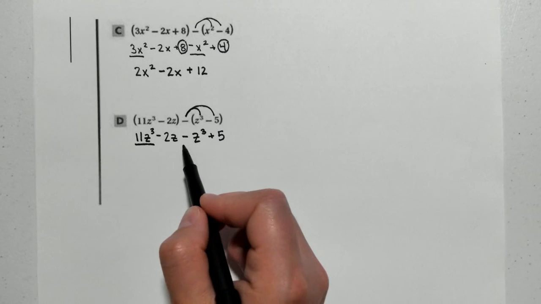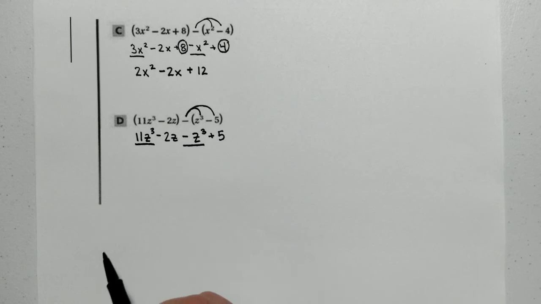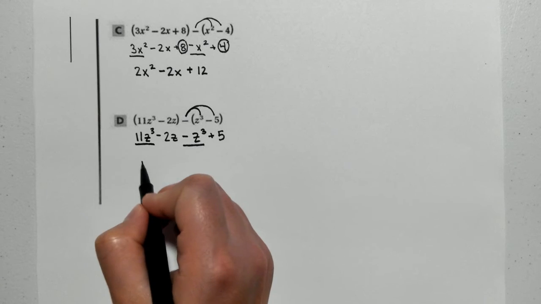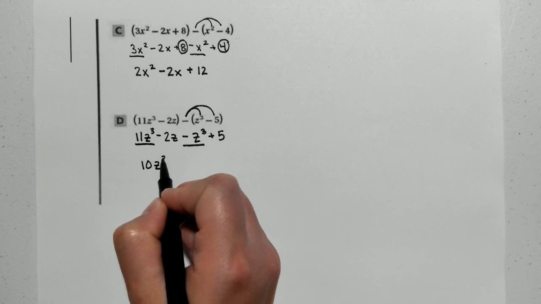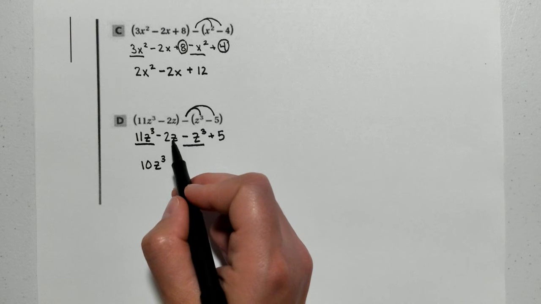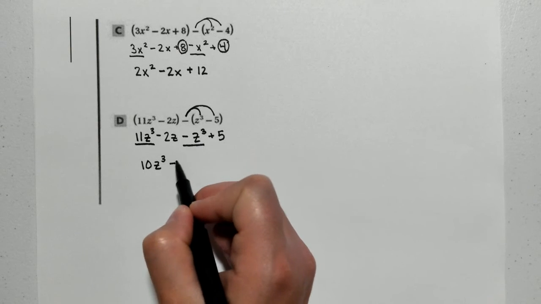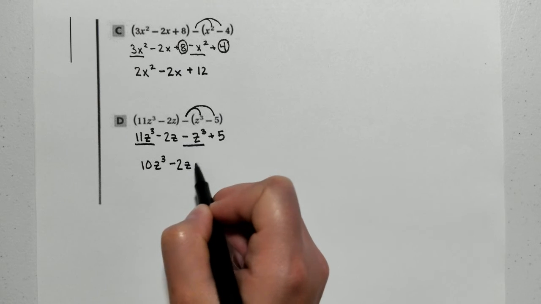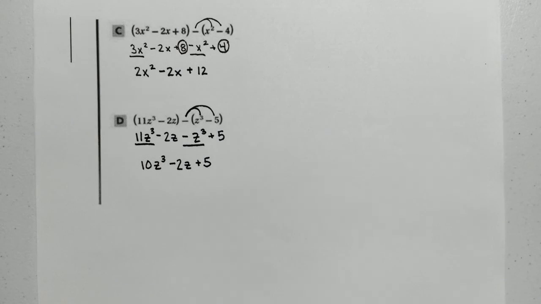11z cubed and minus 1z cubed are like terms. So 11 minus 1 will give me 10. So 10z cubed. And then negative 2z is the only term with z. So minus 2z and then plus 5. So 10z cubed minus 2z plus 5.